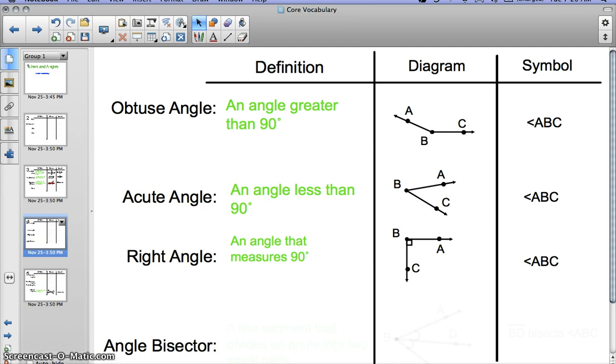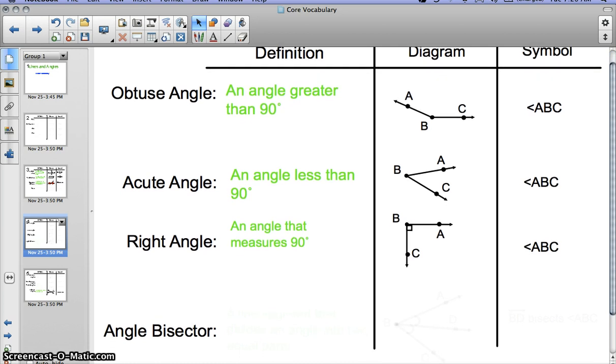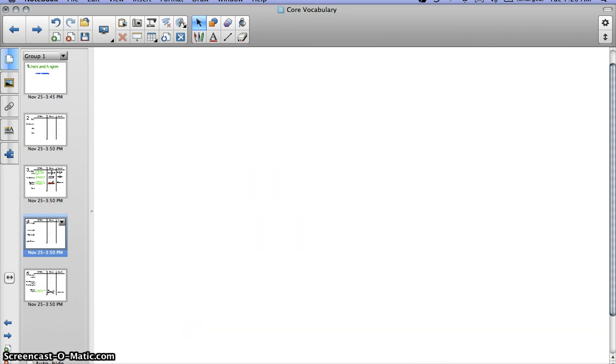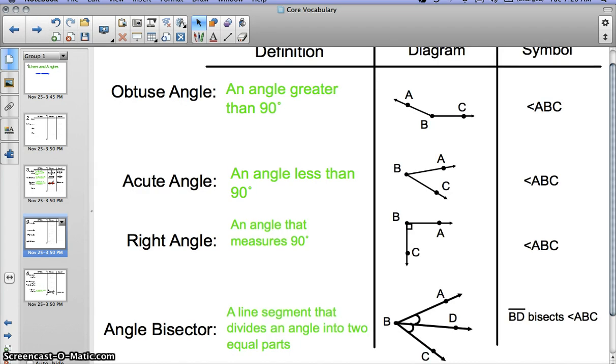I'm going to move the screen down just a little bit, because I think my next one got cut off a little. Alright, angle bisector. Kind of like segment bisector, but this is a line segment or a ray that divides an angle into 2 equal parts. Again, bisect. Bi means 2, sect means sections or parts. So, if we take a look at the diagram, we have our angle ABC, just like we did in all the other ones. But then we have ray BD, and BD is bisecting ABC.